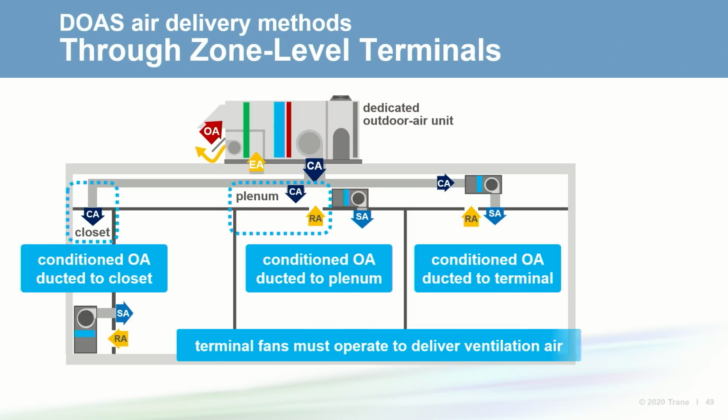This means the terminal unit fan must run whenever the space is occupied, regardless of the heating or cooling requirements. This can limit the ability of the terminal equipment to cycle off or reduce fan speed at part load, unless the terminal unit can measure outdoor airflow or otherwise verify that proper ventilation is being delivered to the space.